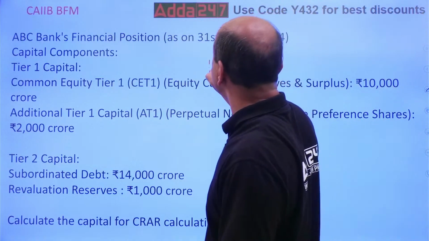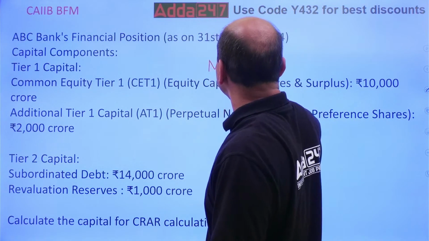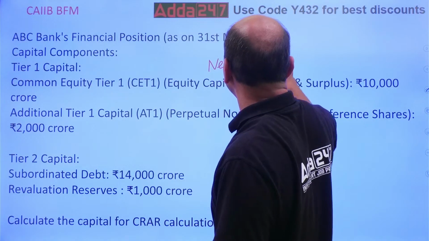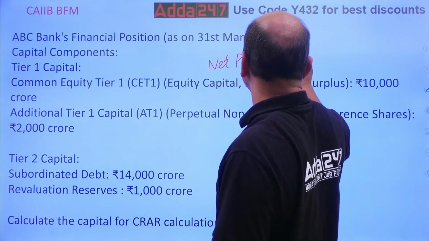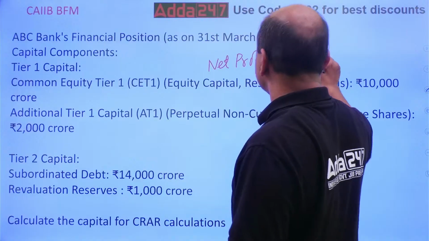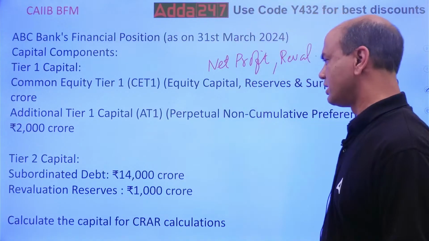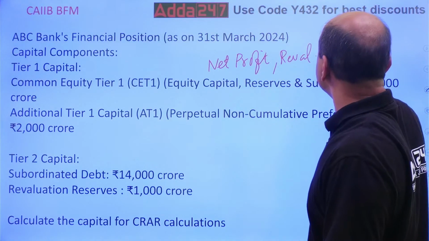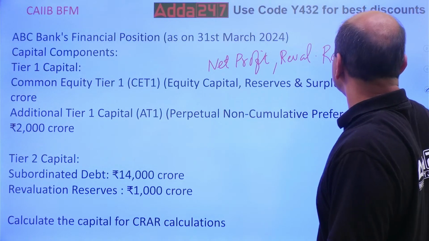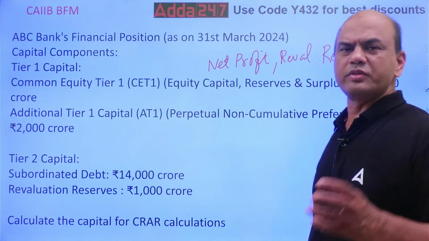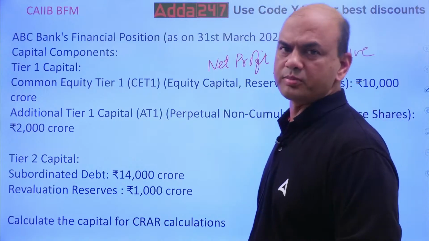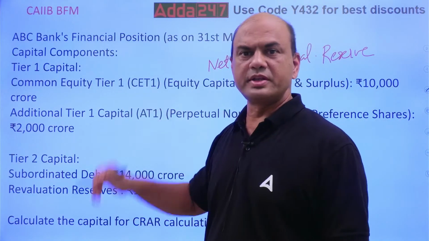Net profit. Profit and revaluation reserve. Reserve. Okay. Now there is one problem in this numerical. What is the problem? Do you know? What is the problem in this numerical?